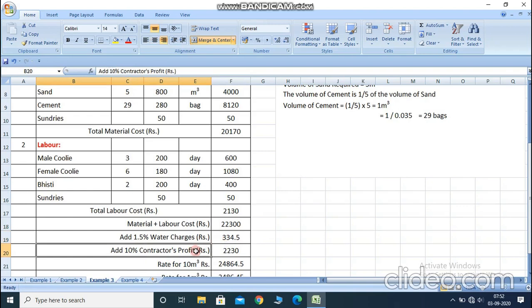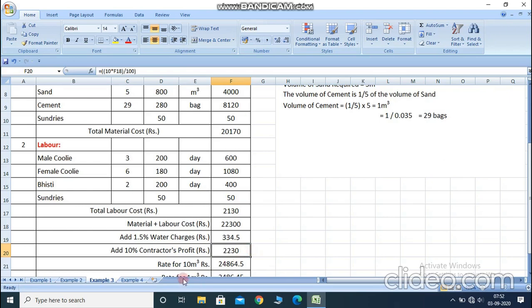So here 22,300 rupees multiplied by 10%, so 2,230 rupees is the 10% contractor profit.